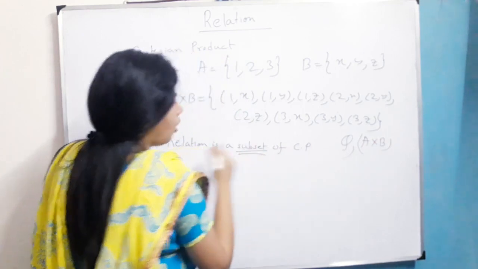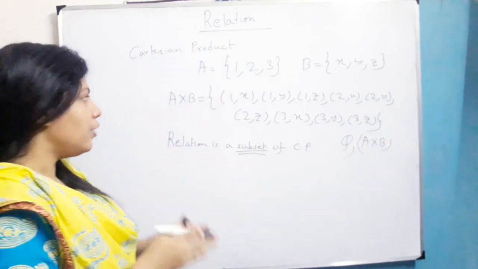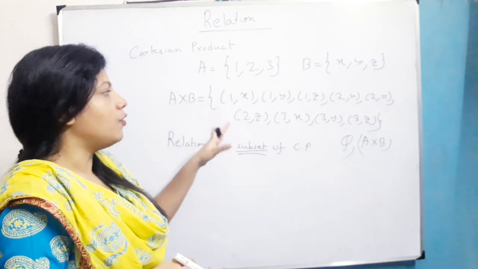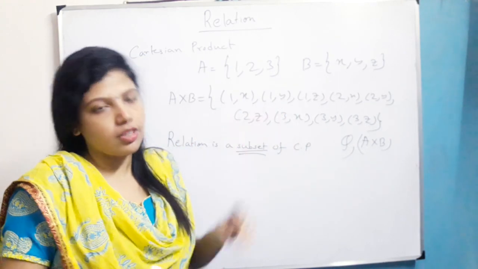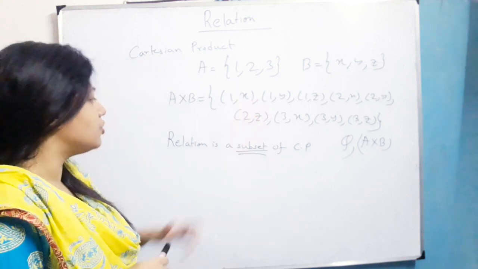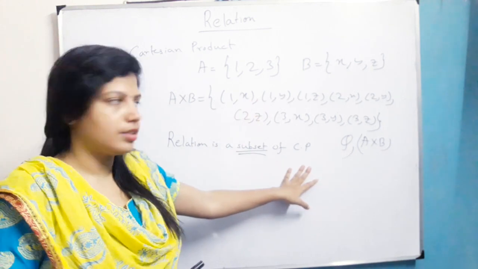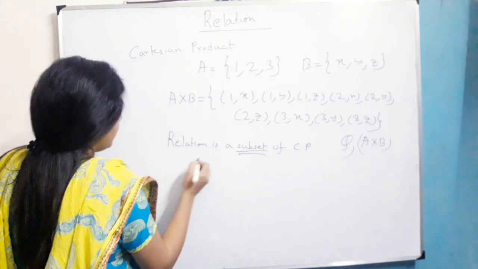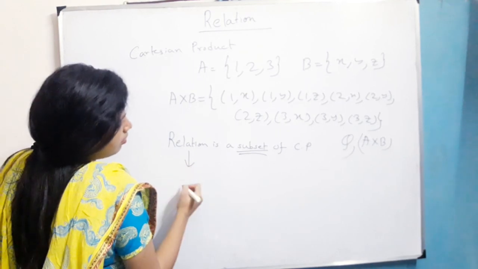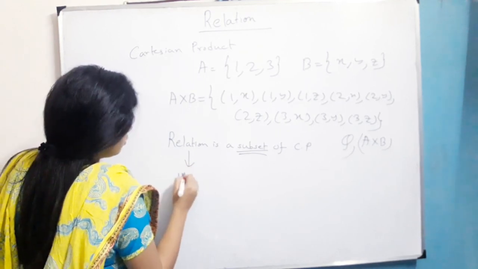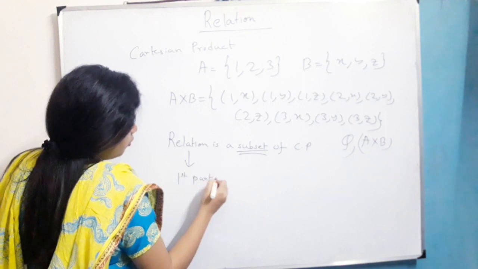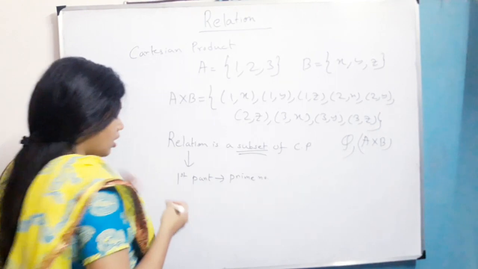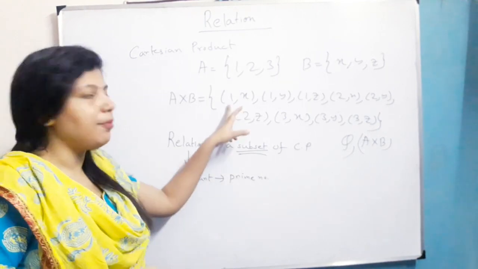So subset means all of this type of subset. If it covers the whole set, it is also a subset. If it covers a lesser portion, that is also a subset. So relation is just a subset of Cartesian product. Suppose from this one, I say that the relation is: first part will be a prime number. So we know that 1 is neither prime nor composite.